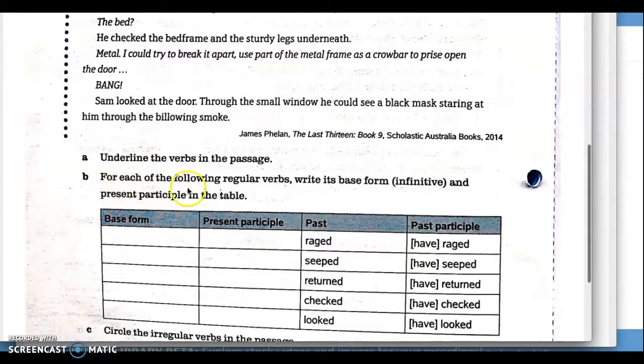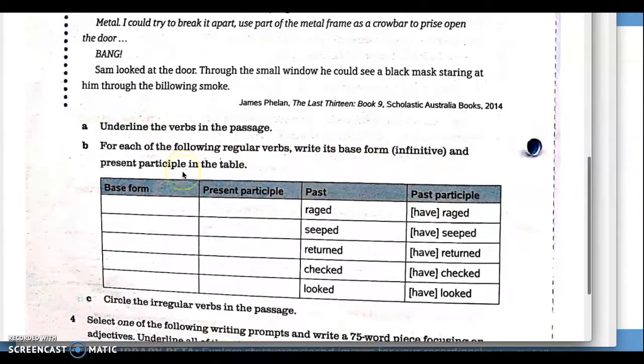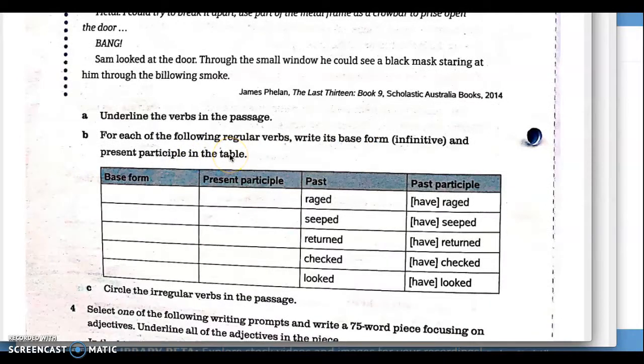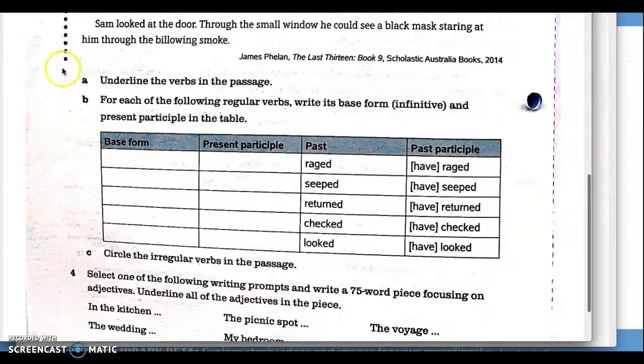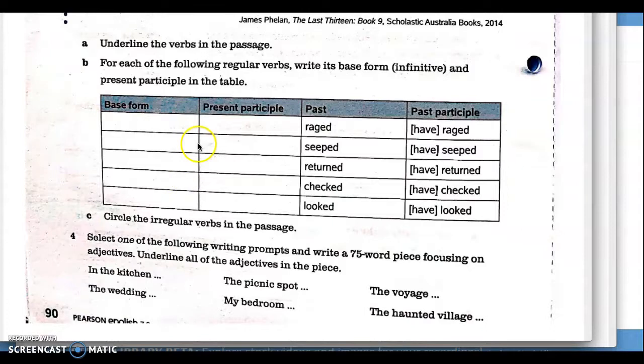Question B, for each of the following regular verbs, write in its base form, the infinitive, present, and past participle in the table. Okay, so this is the one that we did last week, I think. So you've got past participle. You're going to need to use present and base form. Again, look back over your work from the last couple of weeks or on the internet if you need to, okay?